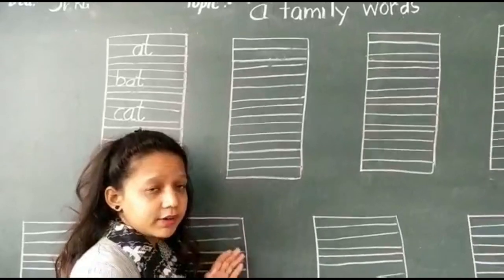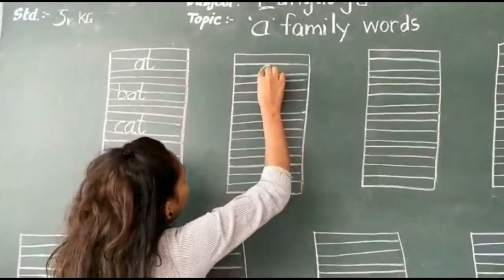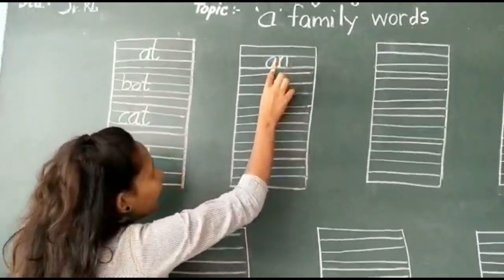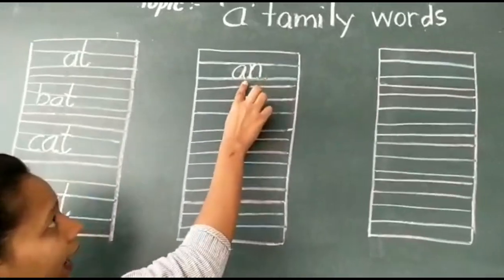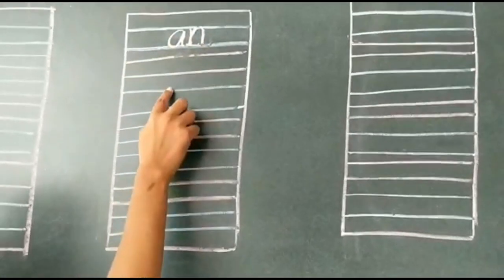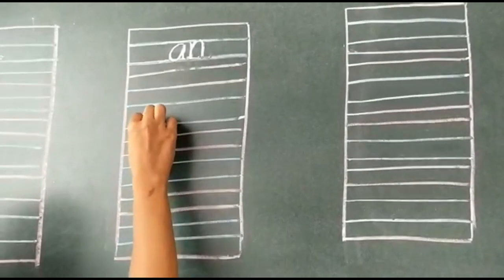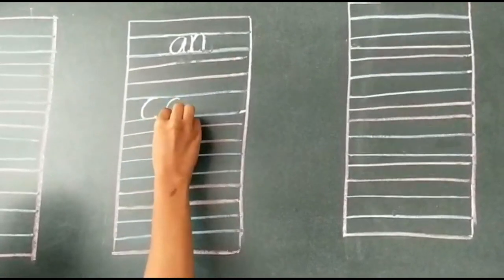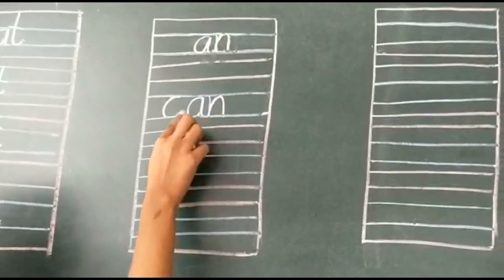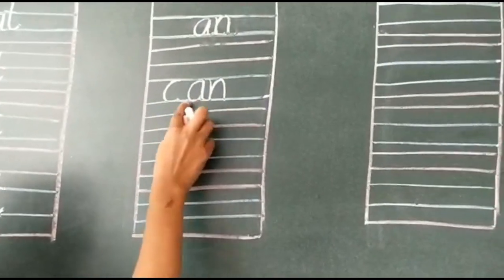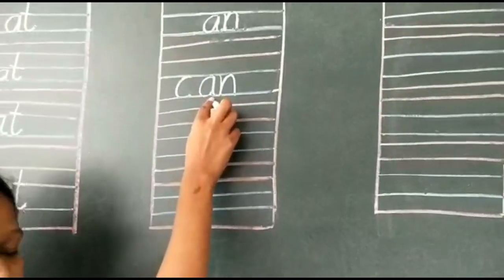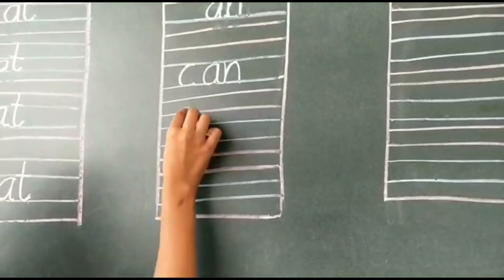The next is the an word. A, n. And the first word is k and n. Can. K, and, can. The next word is f.